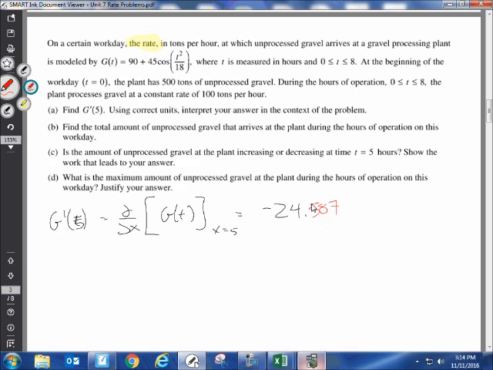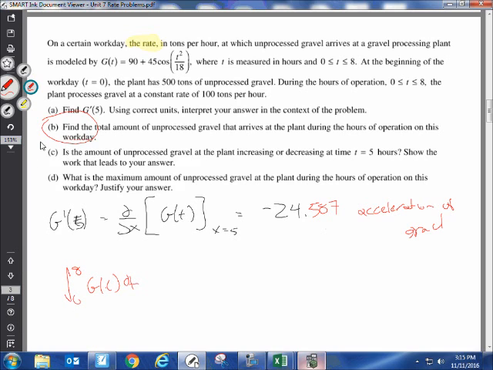It's like the acceleration. It's the second derivative. You could write it's technically like the acceleration of gravel entering the plant, or you would say it's the rate of change of g. The rate at which the rate of gravel is entering the plant, right? It's the derivative of the derivative. Total amount of unprocessed gravel that arrives would be your integral from 0 to 8 of g of t.